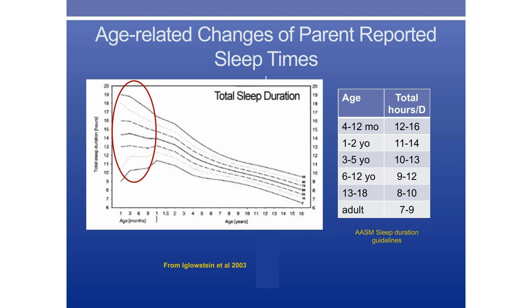This table represents the recommendation of the American Academy of Sleep Medicine for sleep duration for different ages. The same recommendations are given by the American Academy of Pediatrics and can be found anywhere on the internet. Again, it's important not only the duration, but the quality of sleep, which will be reflected in disturbances during the day.